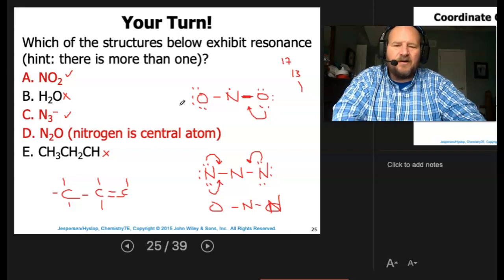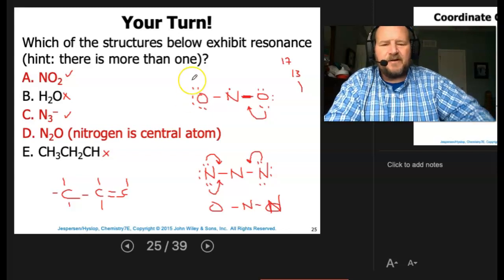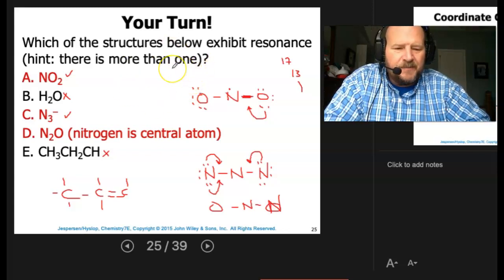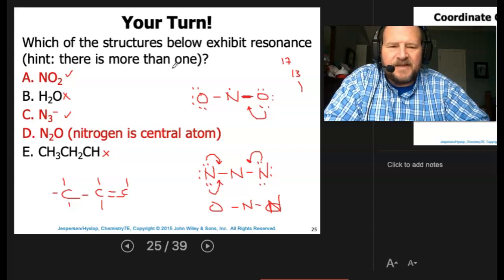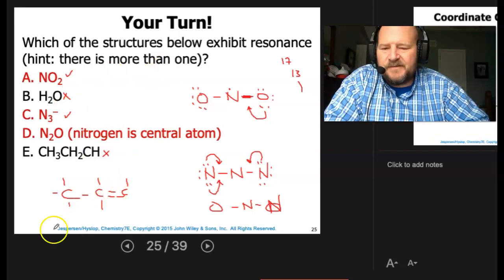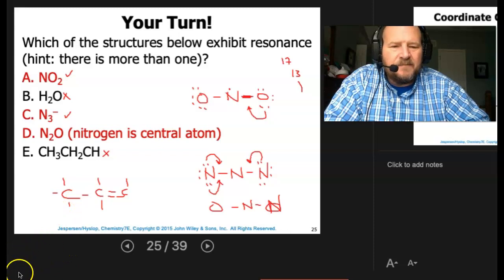All right, went a little long on this one, 30-minute segment. Sorry about that. But that will finish that up. We have one last topic to hit, and that's going to be coordinate covalent compounds. They'll be a little bit different, but we'll see how that's going to work out. So hang on for that last segment.